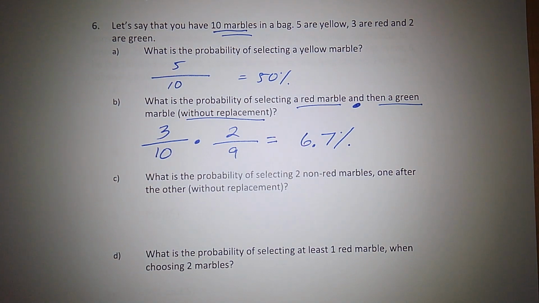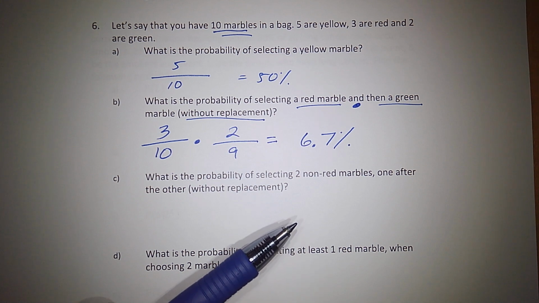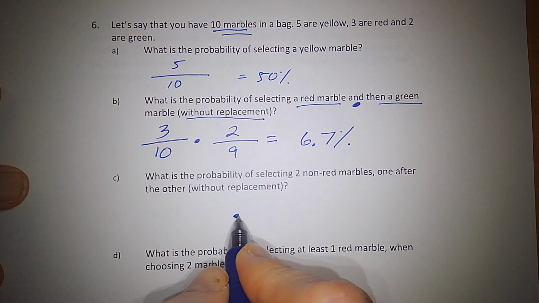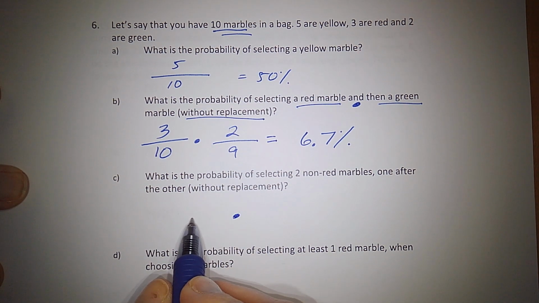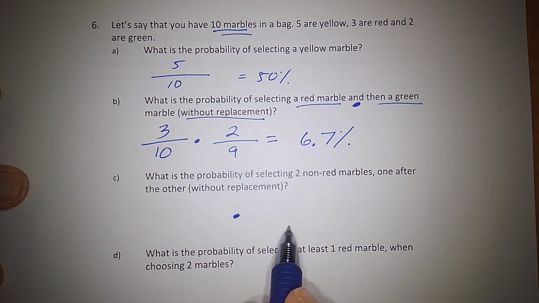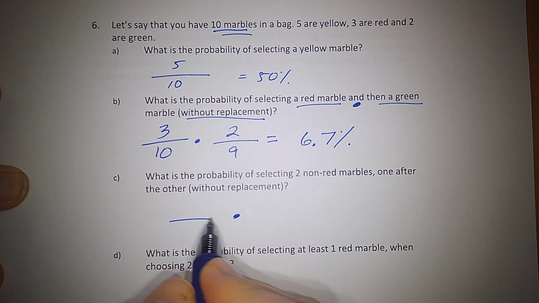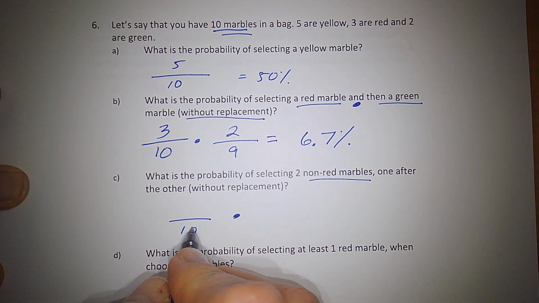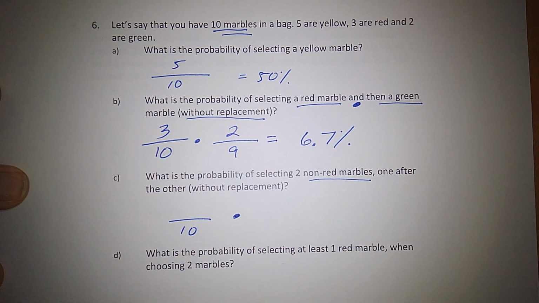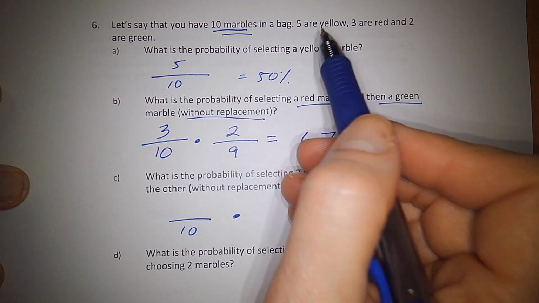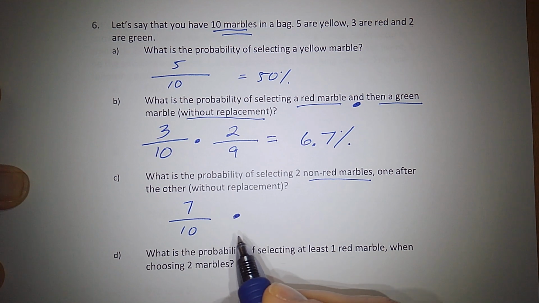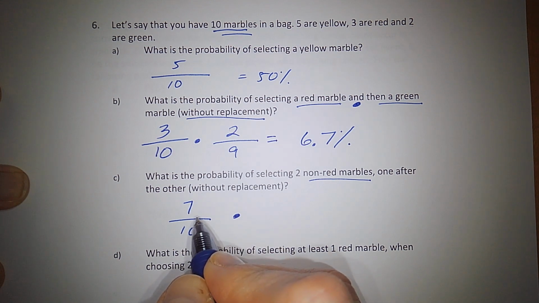What is the probability of selecting 2 non-red marbles, one after the other, without replacement? So again, we're going to select 2, so that means we're going to multiply the probability of the first event, then we go back in the bag and select the second event. So the probability of selecting the first non-red marble. Well, out of the 10, how many of the marbles are not red? All the yellows and all of the greens. So that's 7 because there's 5 yellows and 2 greens.